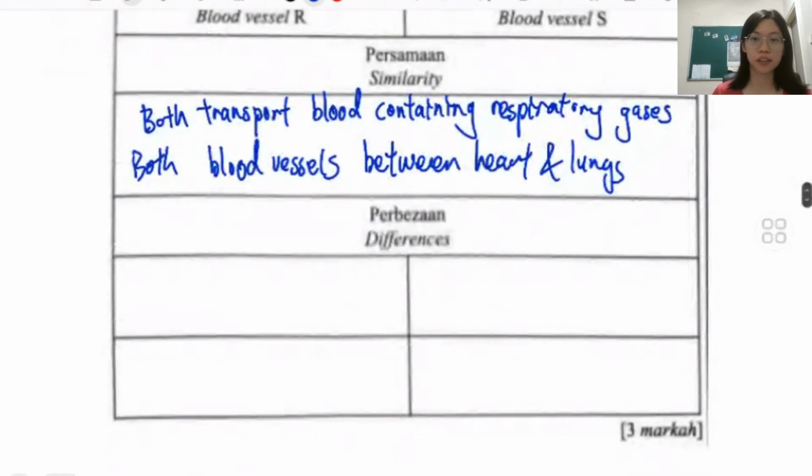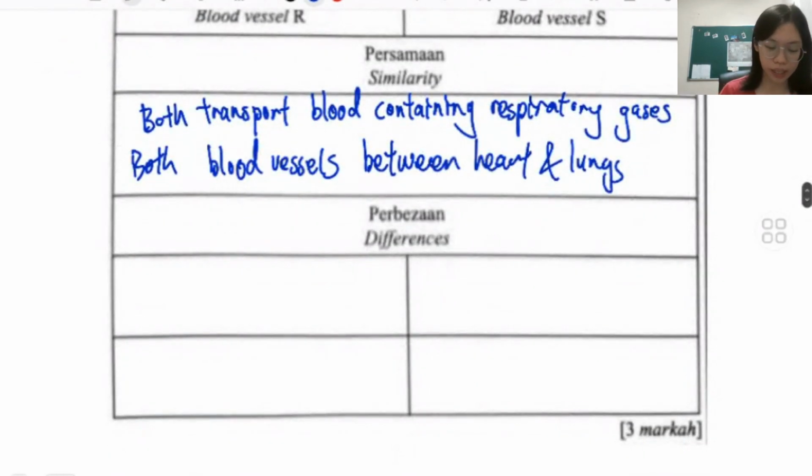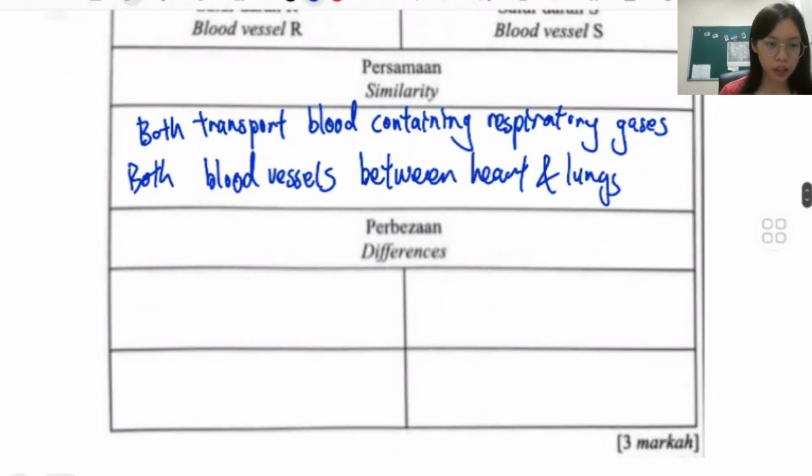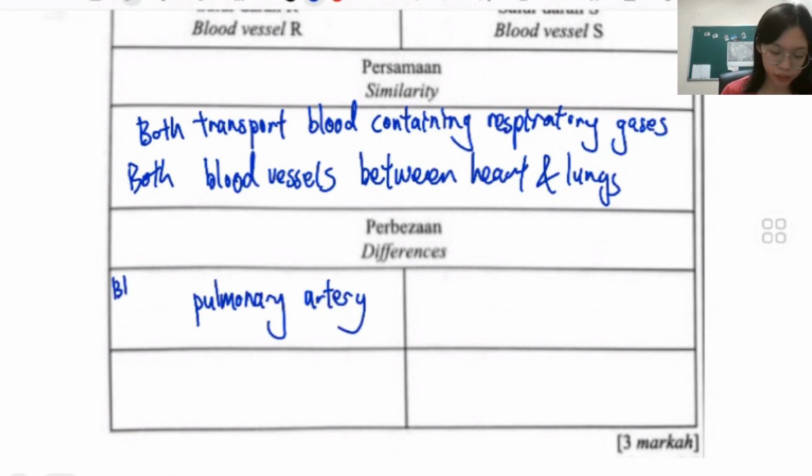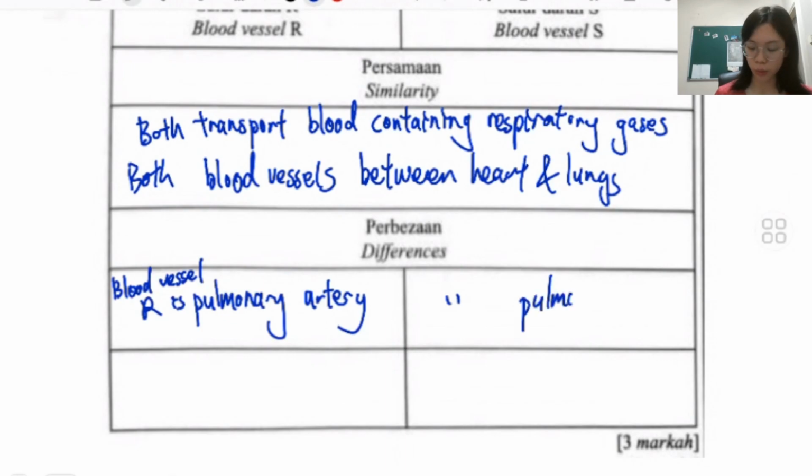And what about differences? It is so obvious that this blood vessel R is the pulmonary artery. But you have to write it in a full sentence. Blood vessel R, or you can write just R, vessel R is pulmonary artery. And then this one is the pulmonary vein.